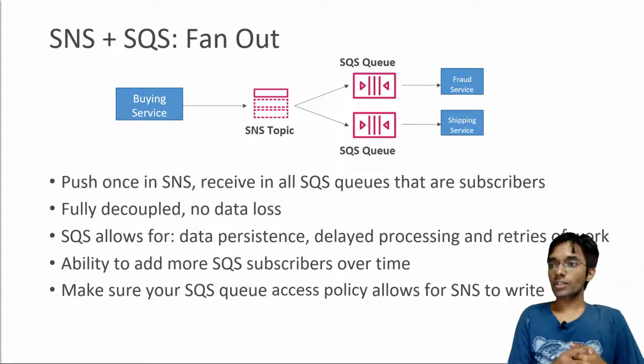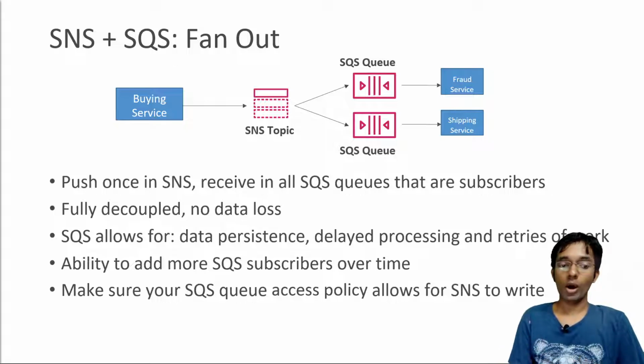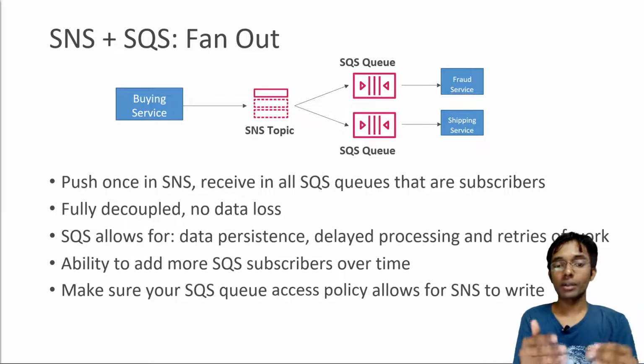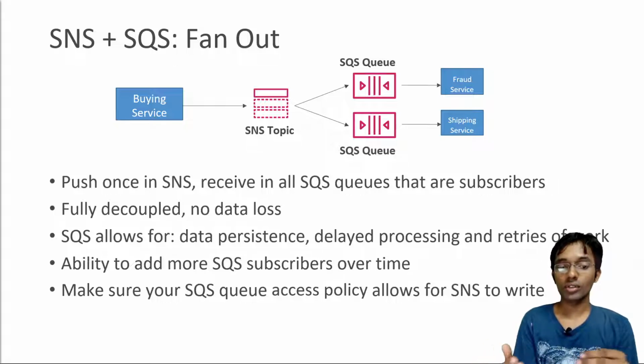Now in this lecture, let's talk about the SNS plus SQS fan out pattern. So the idea is that you want a message to be sent to multiple SQS queues, but if you send them individually to every SQS queue, there can be problems associated with it. For example, if your application crashes in between, or if there are delivery failures, or if you add more SQS queues down the road, therefore we want to use the fan out pattern.